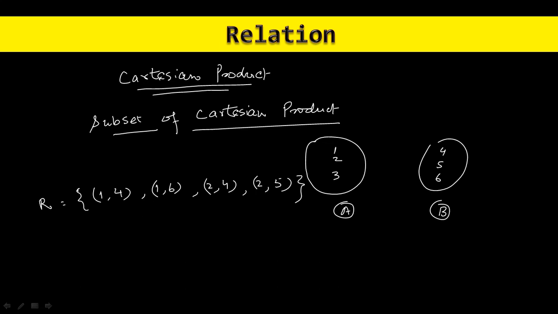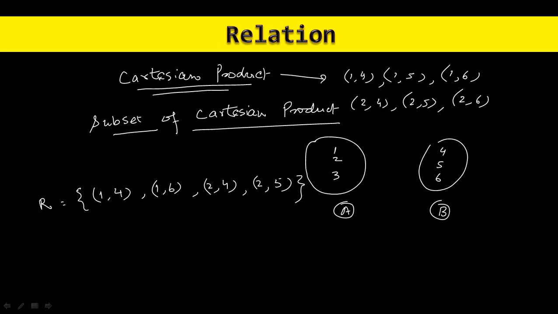Now, these are only a few elements. When you write the Cartesian product of these two sets, you can write 1, 4, 1, 5, after that 1, 6, and then 2, 4, 2, 5, 2, 6, after that 3, 4, 3, 5 and 3, 6. But inside the relation I am writing only a few contents.